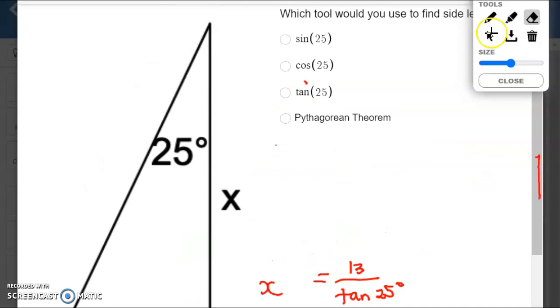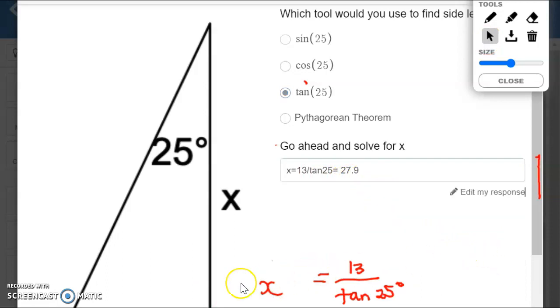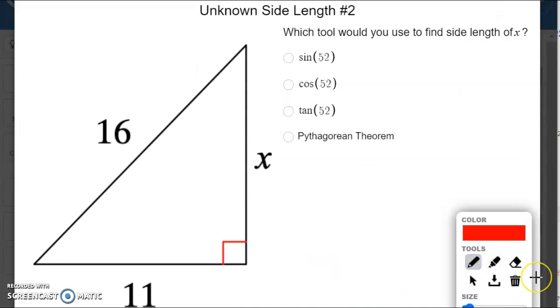So that's the trig function we are going to be using. We're going to use tangent of 25 and solve for x. x is going to be 13 divided by tangent of 25, which when I use the calculator, I get 27.9. So submit that. What about this problem?